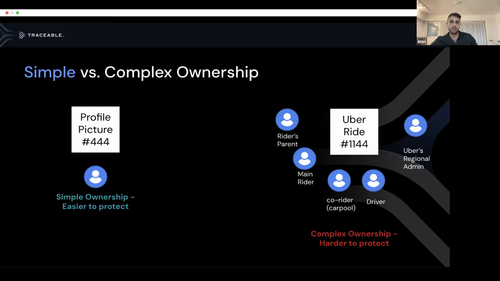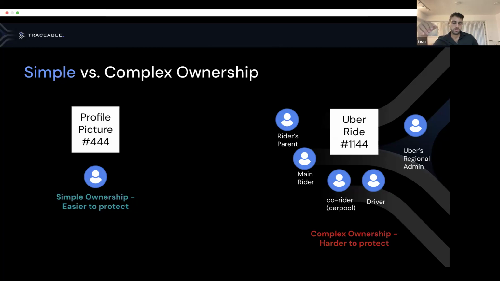But what happens in an application which is a bit more complicated, a bit more complex, like Uber? So when you use Uber, you might be a rider and you want to take a ride. So you have access to this ride, which makes sense, right? But what happens if you take a carpool ride? Uber allows you to invite other people to a ride to save money. So then other users in Uber would have access to the same ride.